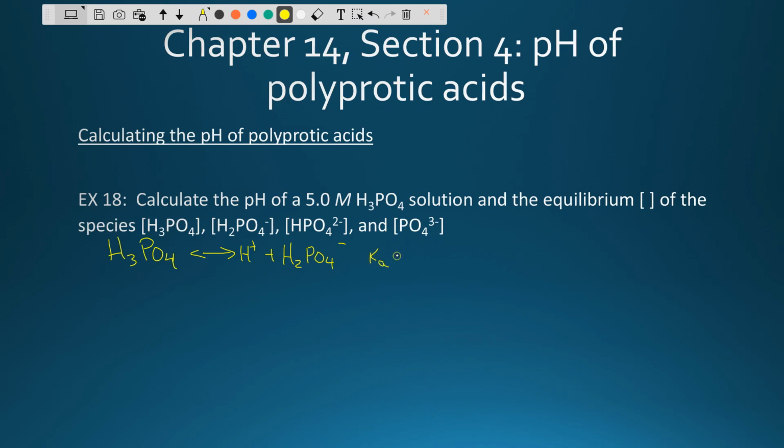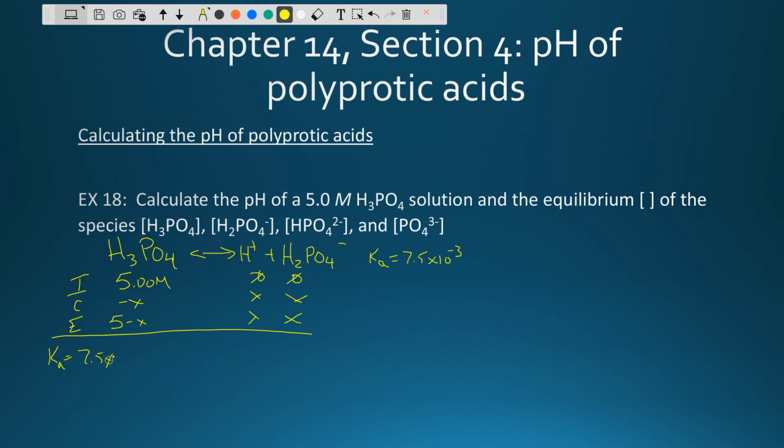When I look that up, I'm going to be seeing my Ka value ends up being 7.5 times 10 to the -3rd. Okay, I looked up that value. It starts at a 5 molar solution, so 5.00 molar, and we start out with 0 of this and 0 of this. Okay, so that's my initial. My change is going to be minus x. And at equilibrium, then, it's going to be 5 minus x and x and x. Now, remember that my Ka was given to be 7.5 times 10 to the -3rd. That's going to equal x squared over 5 minus x.